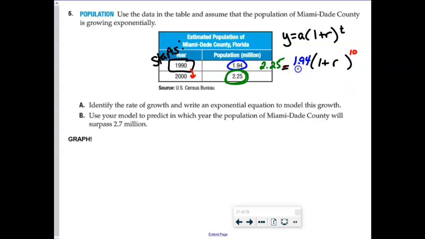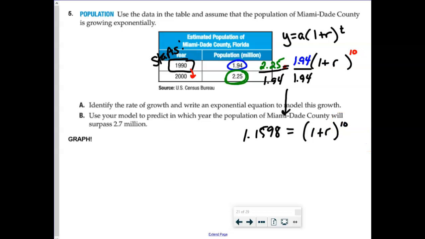So in order to solve this, it's going to be gross. I'm going to divide by 1.94. It's already gross. And you don't want to round this off too much, guys, because you really change your answer. So 1.1598, and then it's times the quantity 1 plus R to the 10th power. And this is where kids freak out because they're like, how do I get rid of a 10th power?